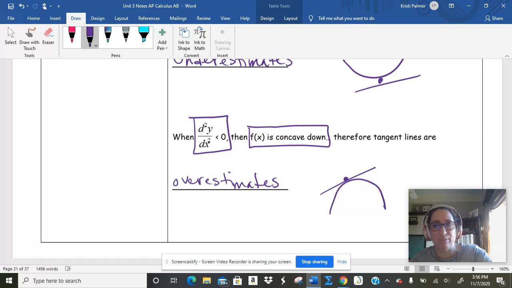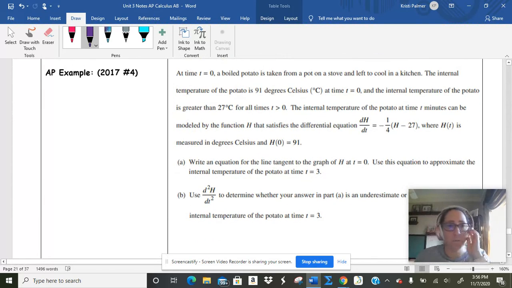Let's do a really good example now. This is from 2017, and we're going to do both parts A and B. So, at time t equals 0, a boiled potato is taken from a pot on a stove. We've talked about this one before, and we actually found the equation of the tangent line. So I want you guys to see if you can go get part A and do all of that, because we've done part A exactly before. So just kind of bringing it back around to see if you can do it on your own again.